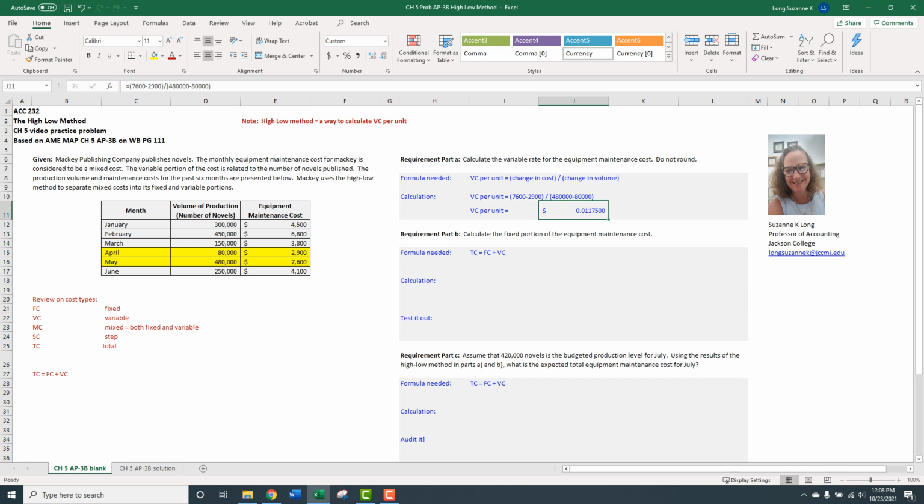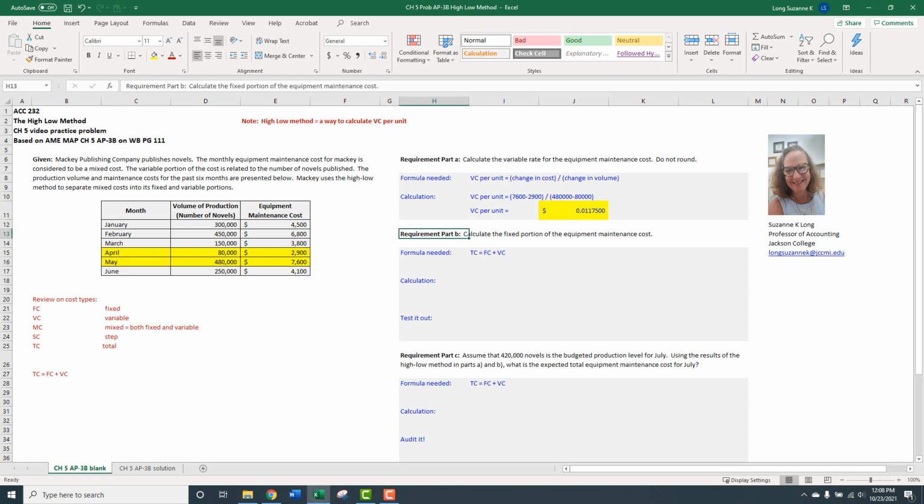So when I use this variable cost per unit number later, which we will, I need to use 0.01175, not 0.012, and not 0.01, but the whole thing, okay? So I'm going to go ahead and highlight that. That's the answer to part A. Variable rate, equipment maintenance cost, is just over 1 cent per unit.